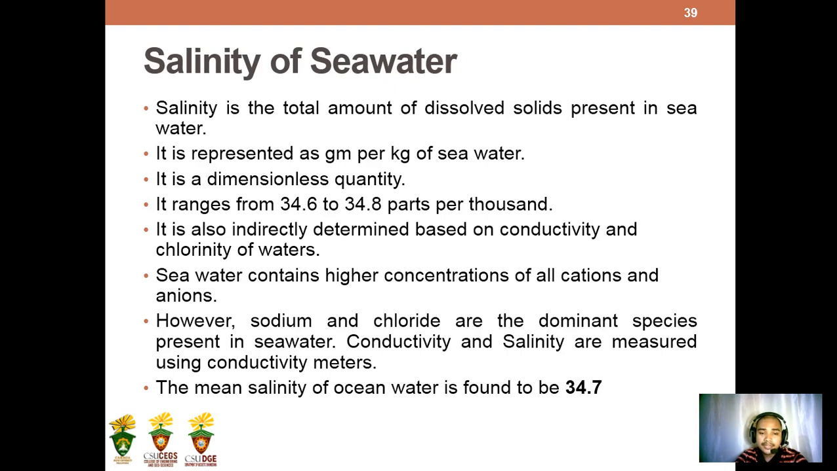So seawater contains higher concentrations of all the cations and anions. However, sodium and chloride are the dominant species present in the seawater. Conductivity and salinity are measured using conductivity meters. So the salinity of the water can be measured using conductivity meters. And talking about the mean salinity of the oceans all over the world, it is found to be 34.7.